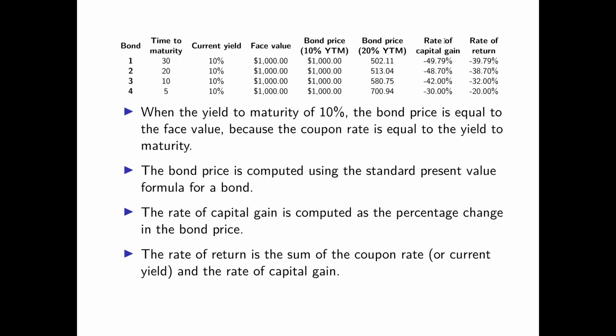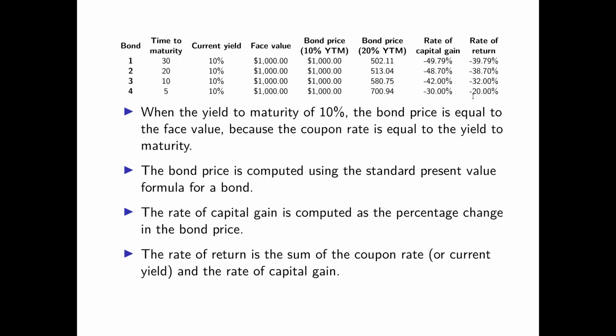In this case, that would be a rate of capital loss, okay, because the value of the capital product here is going down. So we have negative 49%, negative 48%, negative 42, and then negative 30. And of course, the rate of return here is negative because the value is going down. The prices of the bonds are going down, so the rates of return are negative as well.